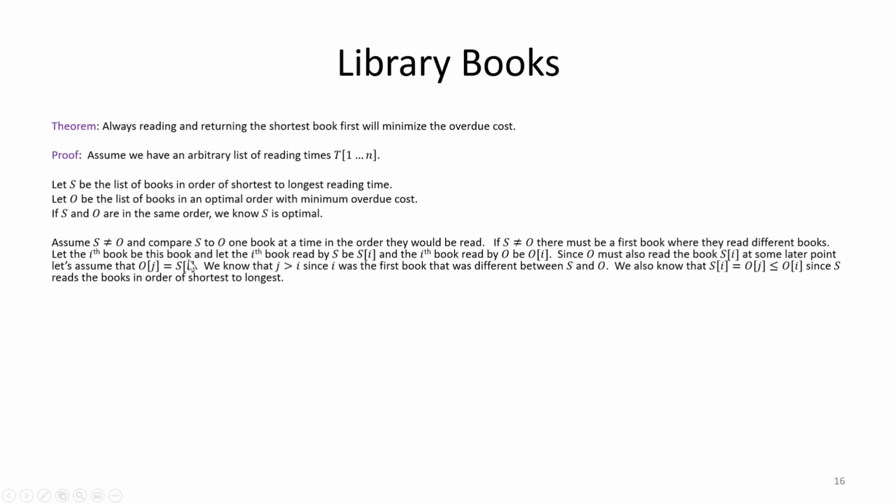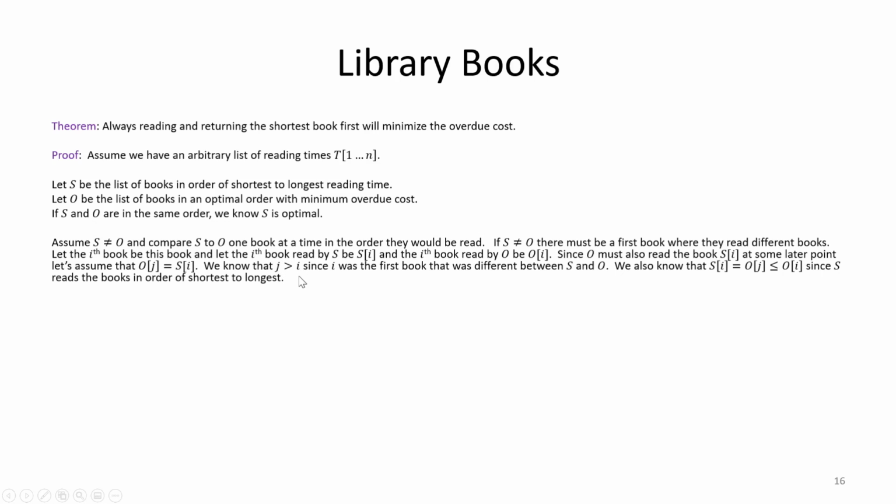Okay. And let's assume that that book later on, since it's in O, it's probably got an index in O, and let's say that index is J, and we'll say that OJ is the one that's equal to SI. Again, so far I'm really just labeling stuff, giving names to things because I want to talk about them. What do we know? Well, because that OJ is at some later point, that tells us that J is greater than I. Hey, that's the same property we just had in our last proof.